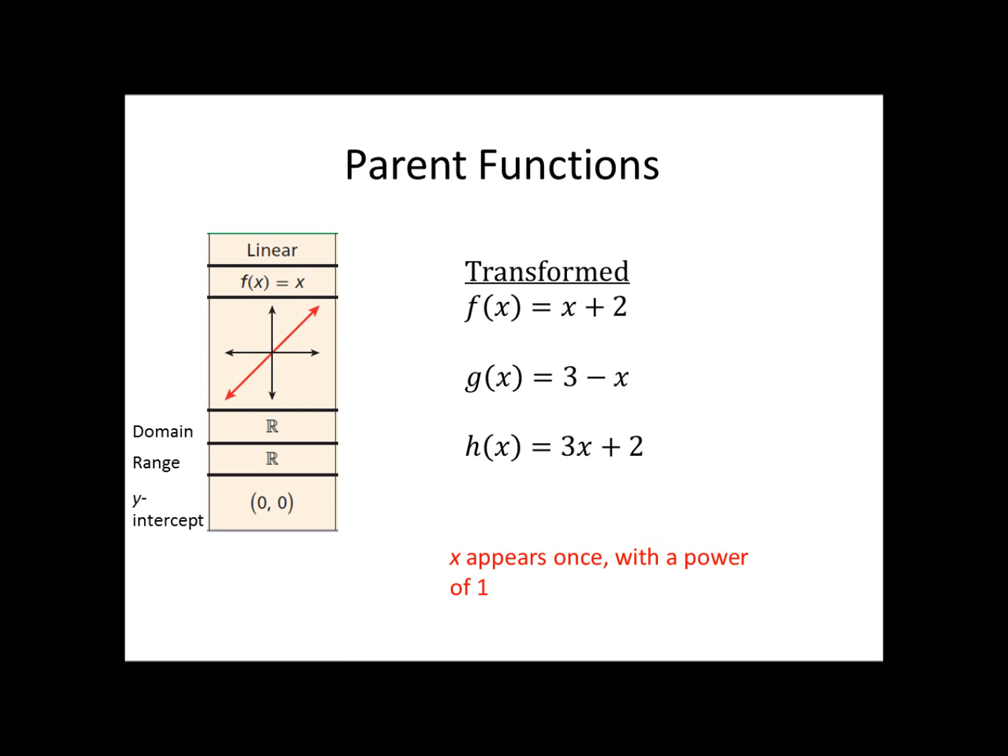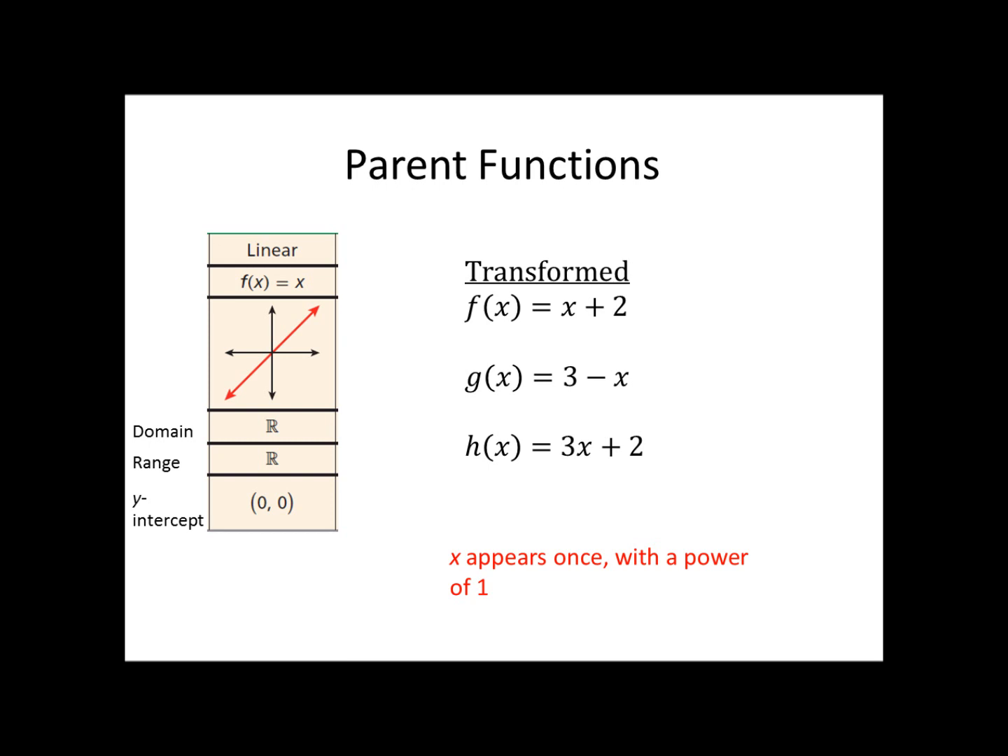Now let's take a look at what we refer to as daughter functions. Get it? Parent functions have daughter functions. F of x equals x plus 2. That's a transformed f of x equals x. So we refer to it as a daughter function of the parent function. G of x equals 3 minus x is also a form of a linear function. Its parent function is f of x equals x. H of x equals 3x plus 2 is another daughter of this same parent function.